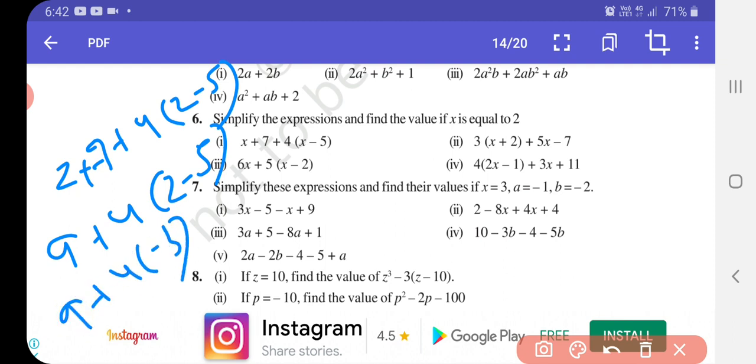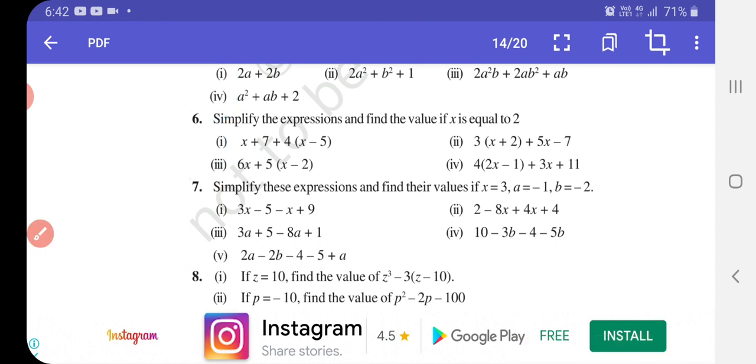Okay, 3 4s are 12 with minus sign. So your answer is minus 3. Understand? This type you have to complete question number 6. Okay, one more I will do for you. It is the fourth one. Okay, now completed the fourth one.